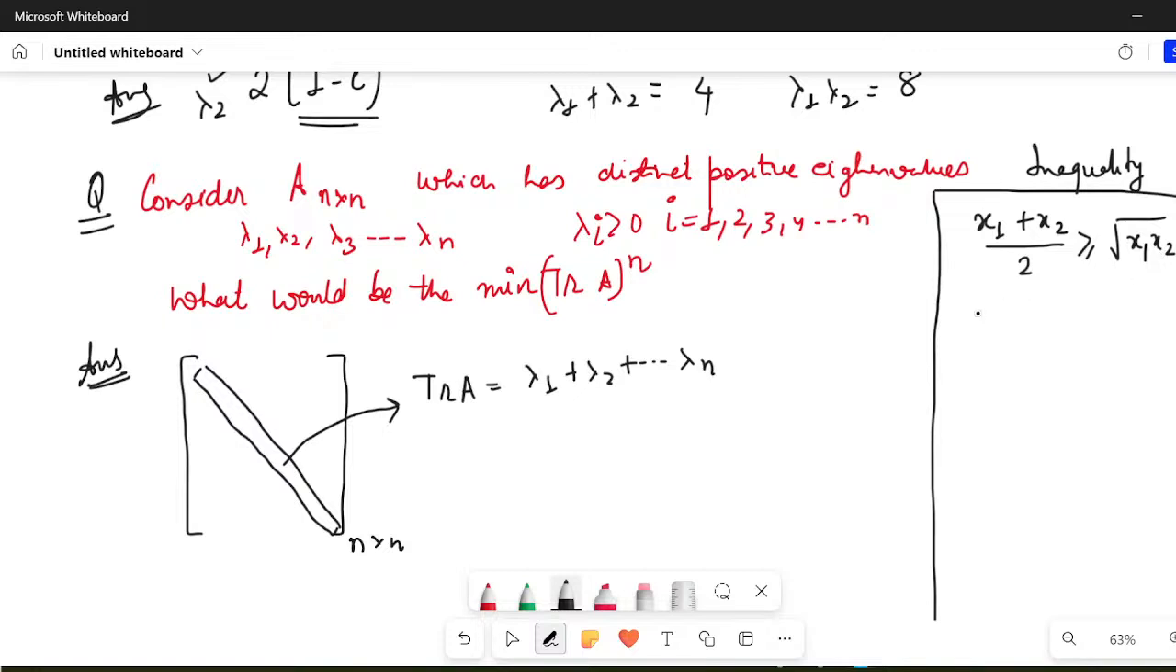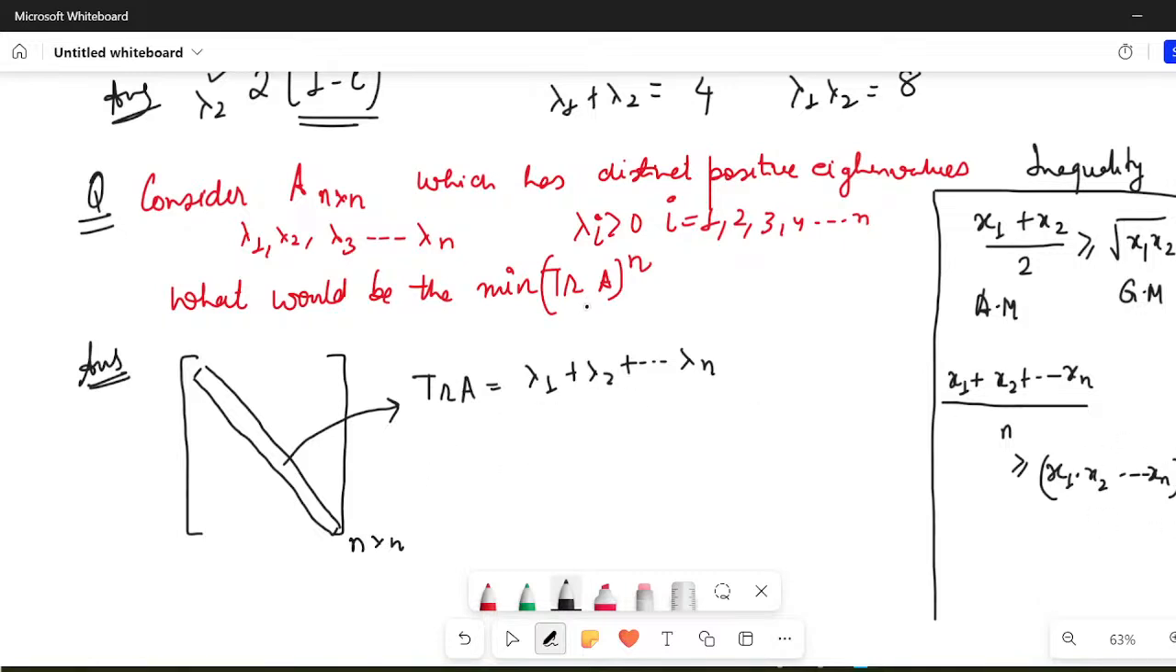Okay, this is called the arithmetic mean, and this is called the geometric mean of two positive numbers x1, x2. This inequality, when generalized for n terms, can be written in this fashion: (x1 + x2 + x3 + ... + xn) divided by n is always greater than or equal to (x1 x2 ... xn) raised to the power 1 over n. So the arithmetic mean of n positive numbers is always greater than or equal to the geometric mean of n positive numbers.